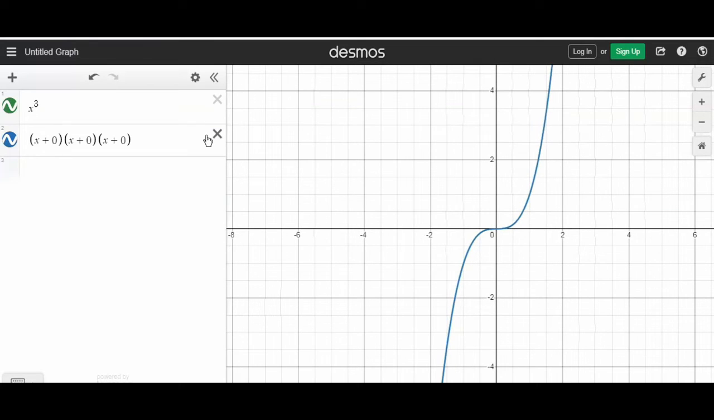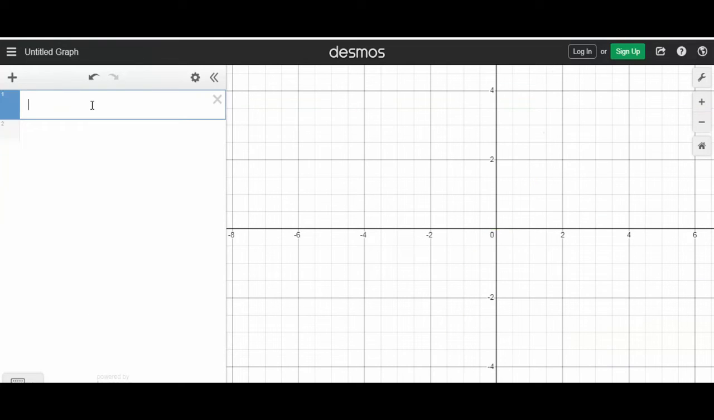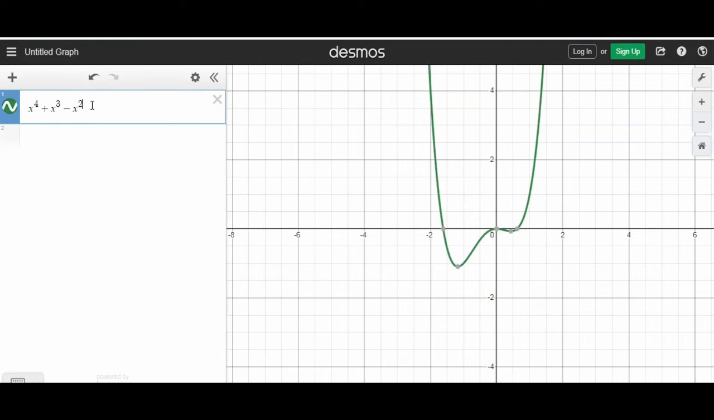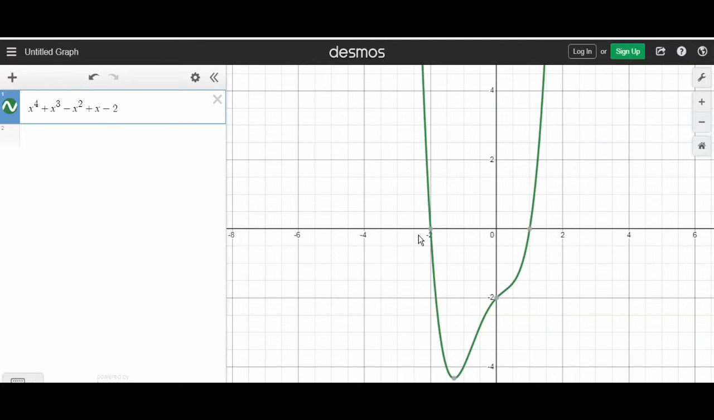And sometimes the zeros might not even be on this line, right? It might not be anywhere in sight. What do I mean by that? Well, let's take a look at a different example. Let's remove that one. Let's say we have something like x to the 4th plus x cubed minus x squared plus x minus 2. This looks a little strange, doesn't it? It looks like we only have 2 zeros, but we know we have to have at least 4.